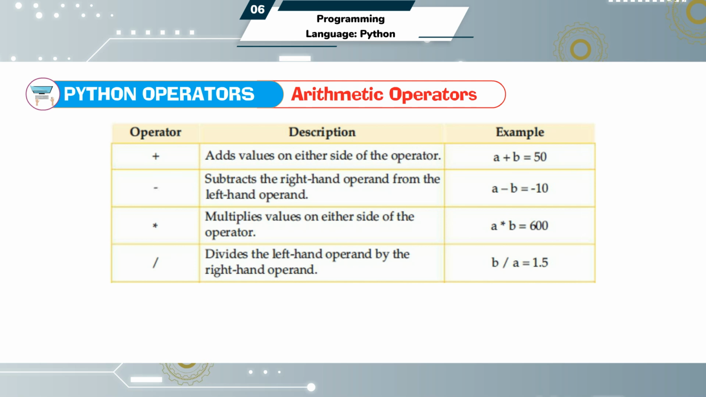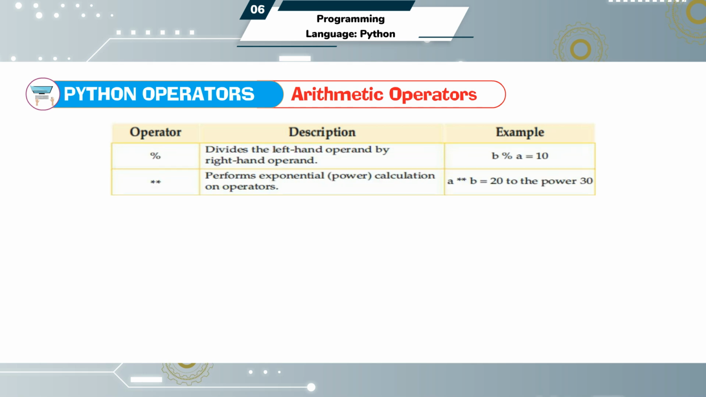Slash divides the left-hand operand by the right-hand operand. B / A = 1.5. Percent divides the left-hand operand by the right-hand operand and returns the remainder. B % A = 10. Double asterisk performs exponential power calculation on operators. A ** B = 20 to the power 30.